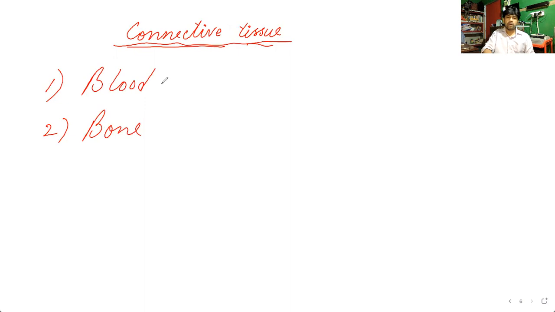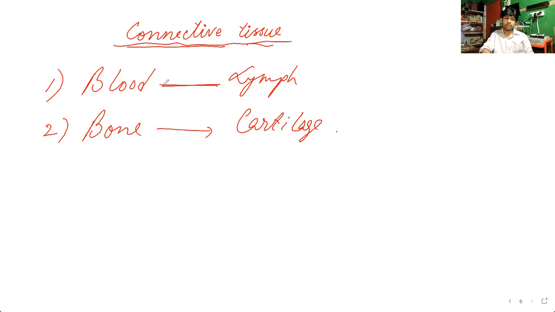Okay, so blood, and another one is also there, that is the lymph, like blood. And like bone, another one is there, that is the cartilage. Okay, cartilage. So what are they? So what is blood? I think no need to tell you that blood is the main connective tissue of our body. It has mainly 4 parts. One is the plasma, then WBC, RBC, and platelets. It has 4 components.